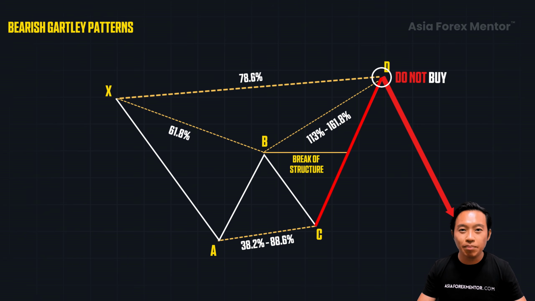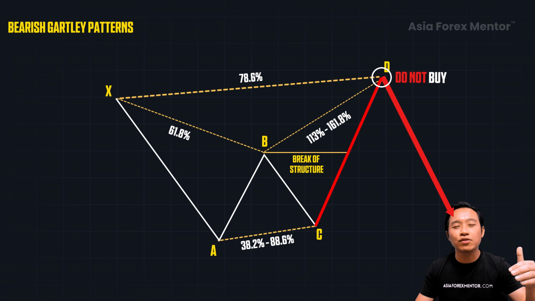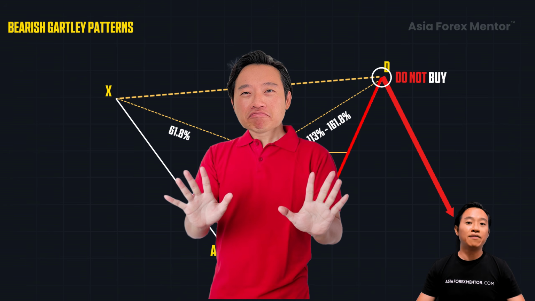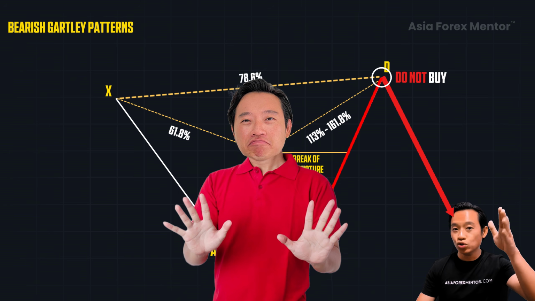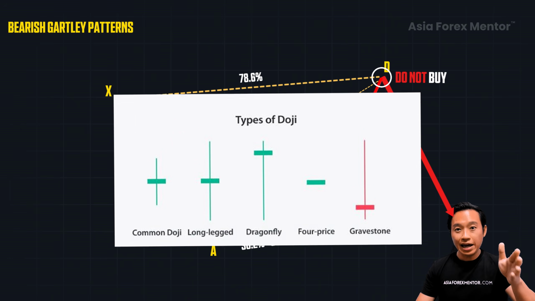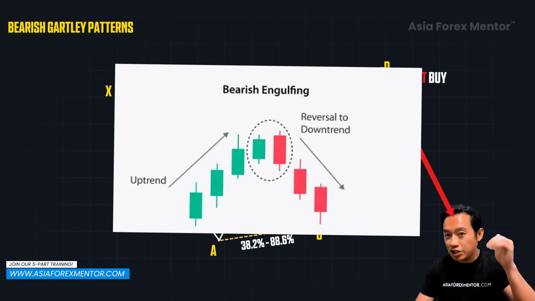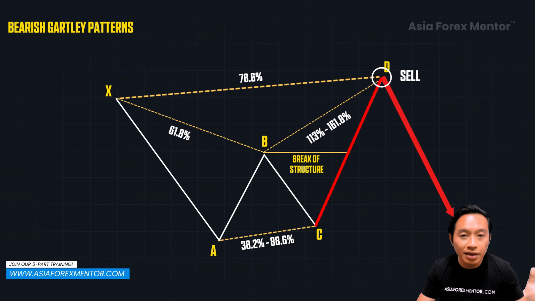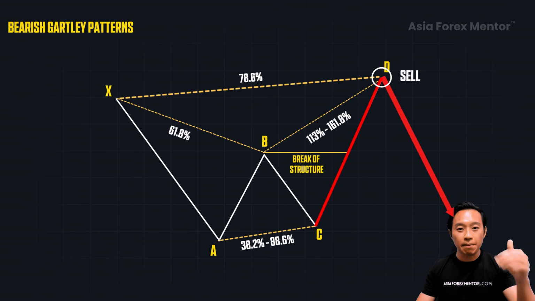Even though this is a break of structure, it's potentially going to be a bearish Gartley pattern. Before that, you'll be like, oh, I want to enter on break of structure, I want to go for a buy here. It's kind of like a breakout upwards, right? But now, when you've spotted and identified it as a potential Gartley pattern, you'll be like, oh no, I better not buy here. In fact, if there is a selling signal over here, like a doji or a bearish engulfing bar, we can actually look to sell here, not just randomly, but because we now know this is a bearish Gartley pattern.